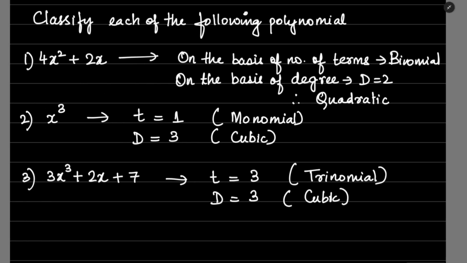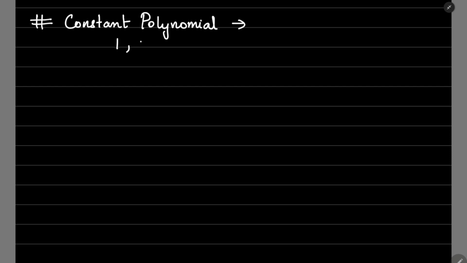Now there are two more types, right? The first one is very easy. What do you mean by a constant polynomial? See, constant polynomial means it's just a constant. For example, 1, 2, 3, 4. All of these are constant polynomials. It is also called a non-zero polynomial.